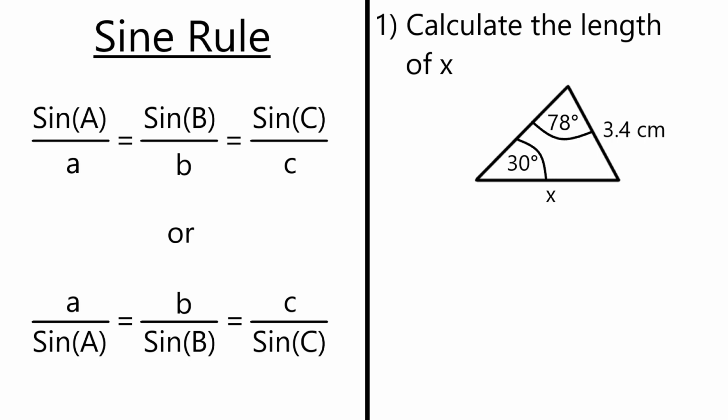So if you want to find a side, you will use the version with a lowercase letter on top. If you want to find an angle, you'll use the one with the capital letters on top. And you also don't need to use all of it. You can just use the first part. So for example, sine of A over a is equal to sine of B over b. You don't have to use the whole thing.